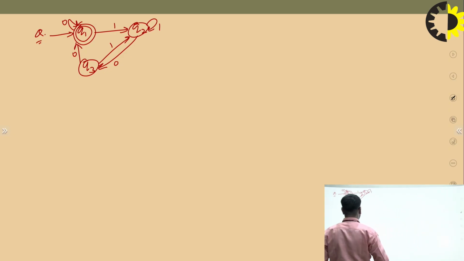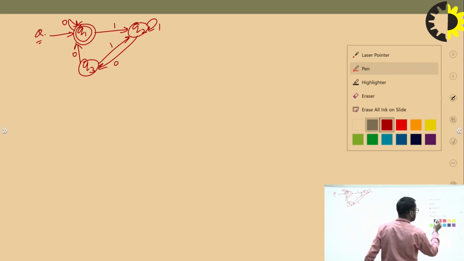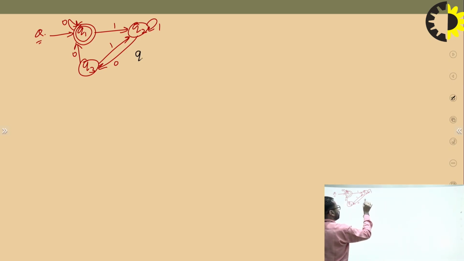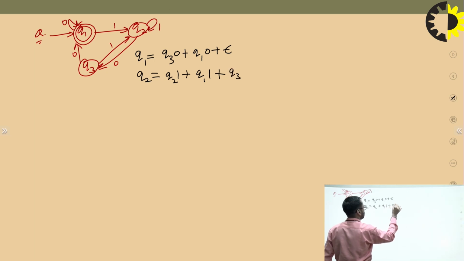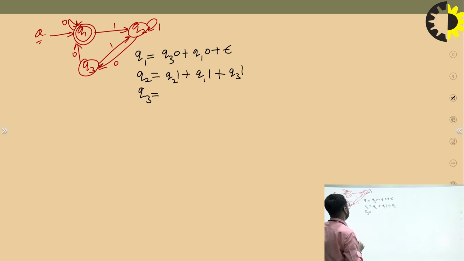So what we will do here, we calculate each state individually, and then summarize the resultant value of the regular expression. Firstly, Q1 will be calculated as Q3 0 plus Q1 0 plus epsilon, and Q2 is Q2 1 plus Q1 1 plus Q3 1, and Q3 is calculated from Q2 0. So these are the expressions.